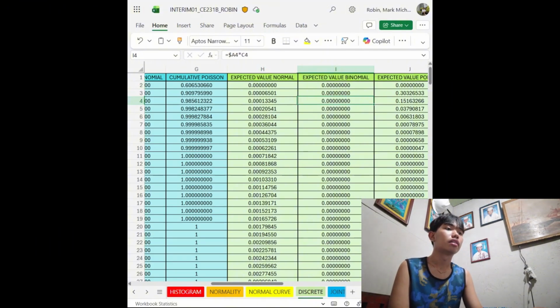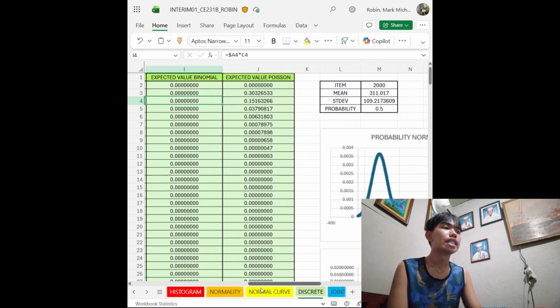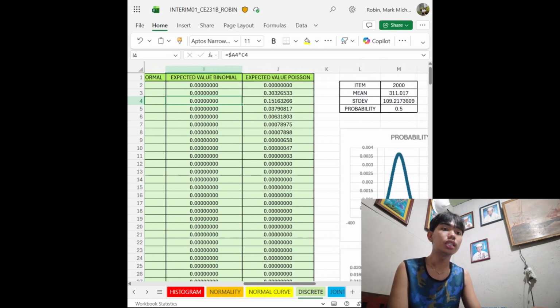After that, by comparing the expected values, we can see which model best predicts the frequency of specific outcomes. This is essential for quality control, predicting how many items fall into a specific category.